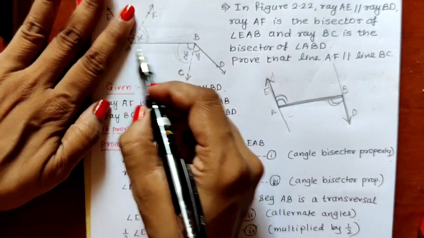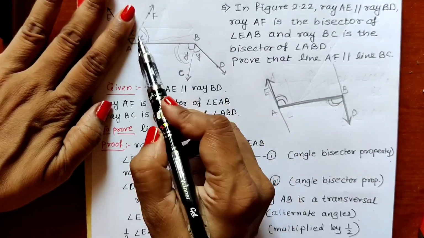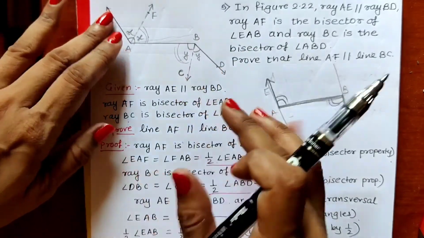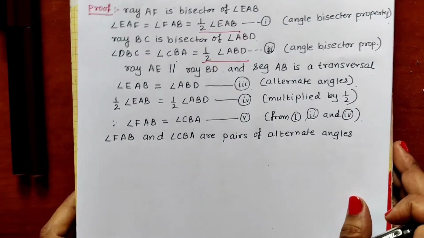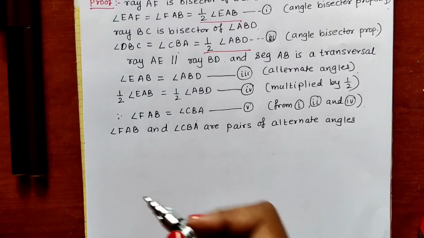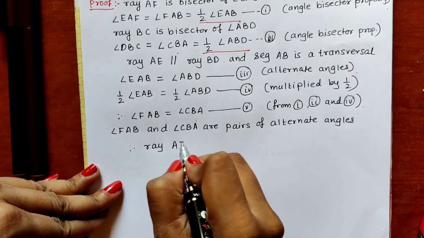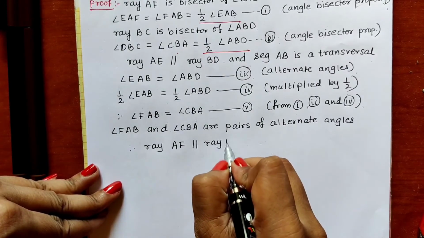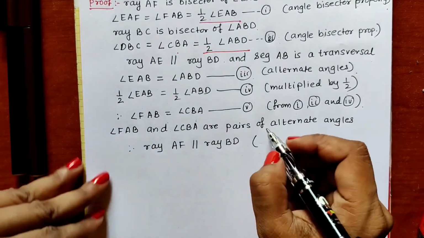Always see that in the figure of Z, when two alternate angles are congruent with each other, then these two lines will be parallel to each other, and therefore ray AF is parallel to ray BD. Reason is alternate angles test.